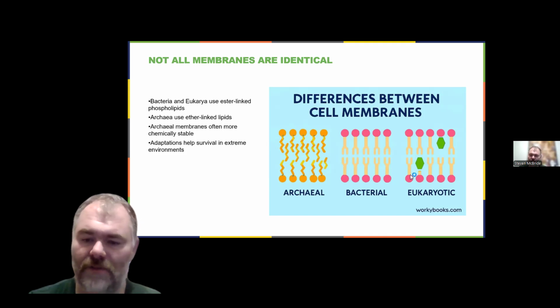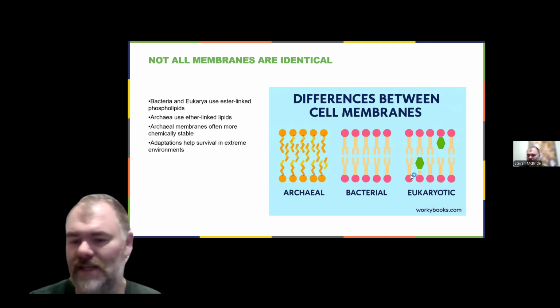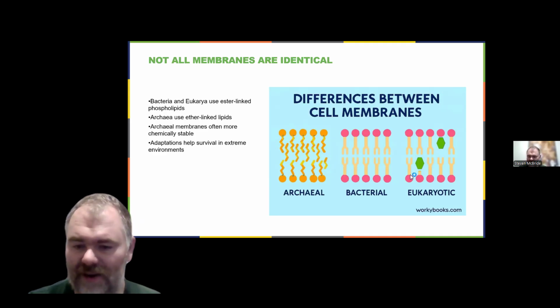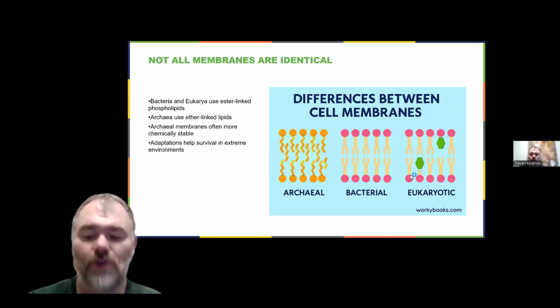Ether-linked membranes are often more chemically stable and more resistant to damage from heat, acidity, or other extreme conditions. Many archaea live in environments that would destroy most other cells: extremely hot environments, high salt concentrations, or very acidic conditions. Their unique membrane chemistry helps them to survive in these extreme environments. So while all membranes perform similar functions, the exact structure of the membrane can vary across different groups of life.